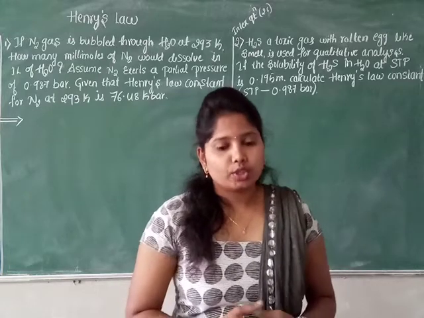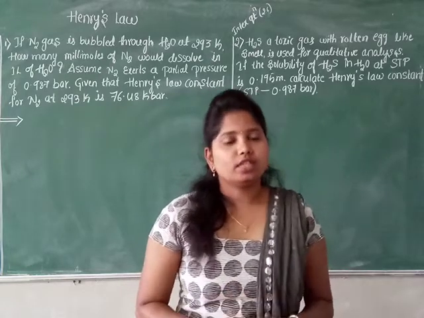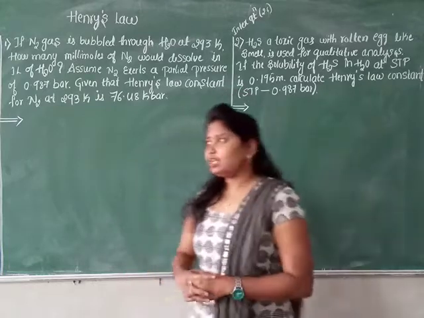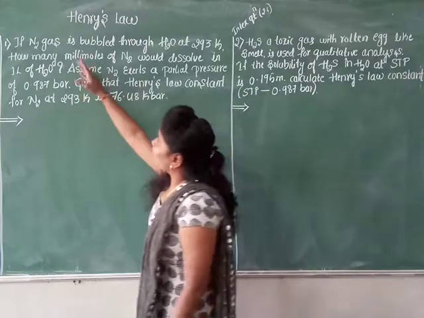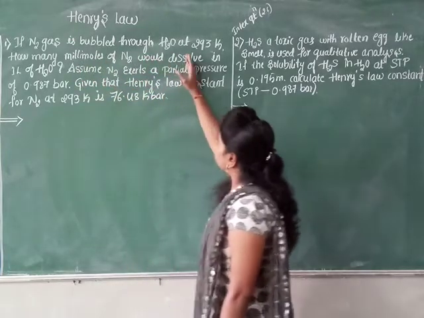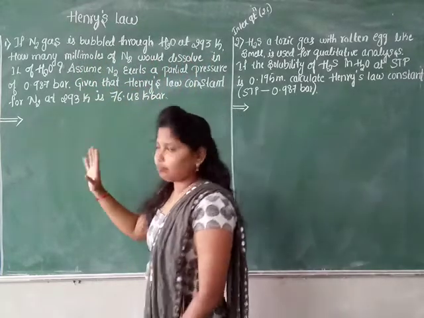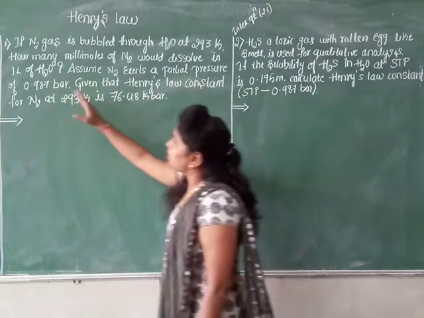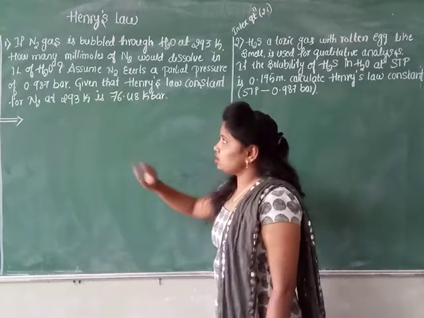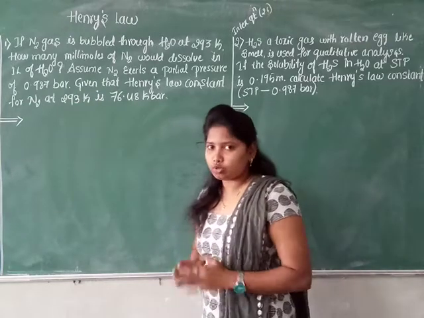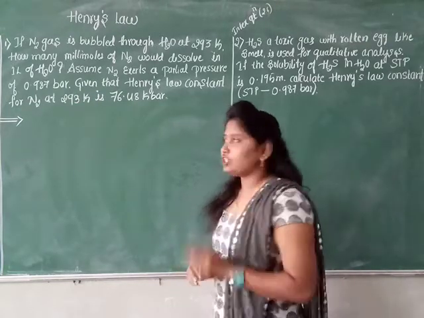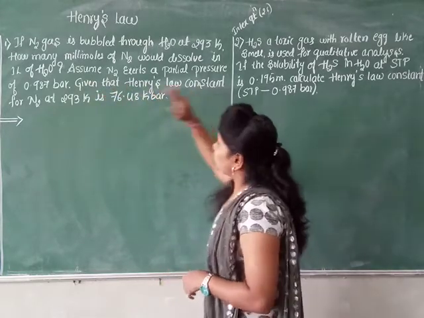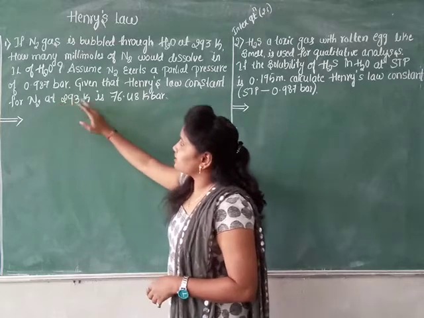So, today we are going to solve some numerical problems related to Henry's law. Let me read the question first. If nitrogen gas is bubbled into water at 293 Kelvin temperature, how many millimoles of nitrogen would dissolve in 1 liter of water? Assume nitrogen exerts a partial pressure of 0.987 bar.